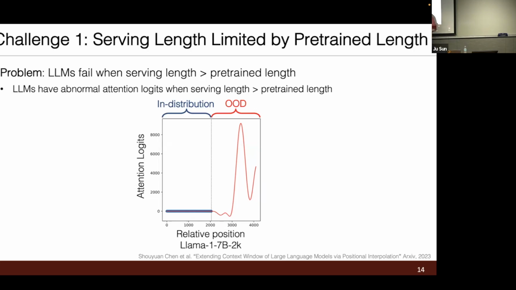Here, attention logits refers to the raw attention scores before the softmax. You can see the in-distribution attention logits are very normal, very close to 0 compared to these crazy values. But right after the pre-trained length, attention logits get really crazy and can grow up to even 8,000, which is orders of magnitude larger than the normal values. That will basically drive your model to output only nonsense.